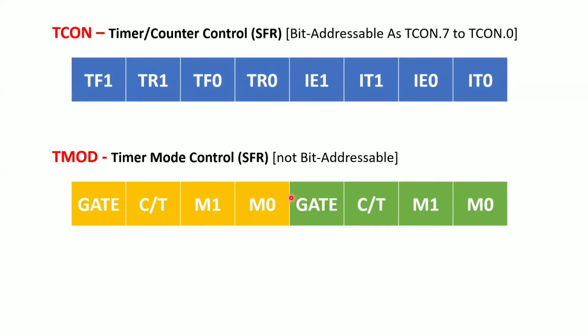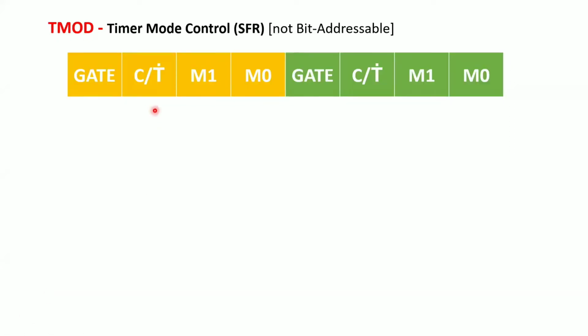That means whenever you want to write or read the value, you need to do it in the form of bytes, that is 8 bits at a time. So let's start with the TMOD register. If you read the first 4 bits, the same 4 bits are repeated in the next part of the register.